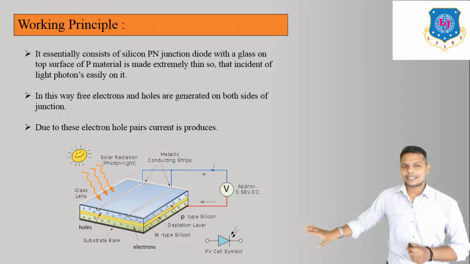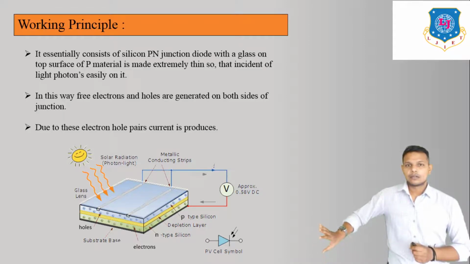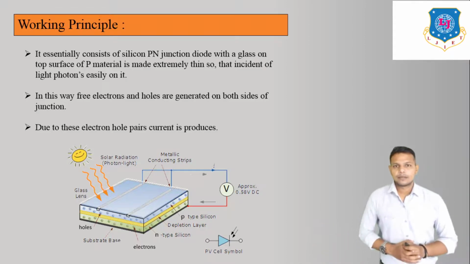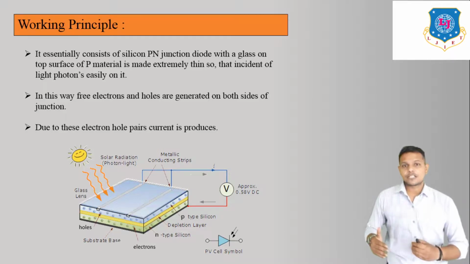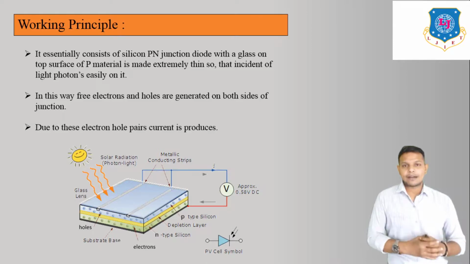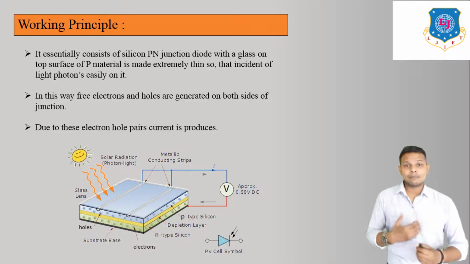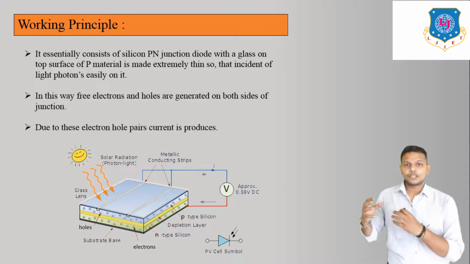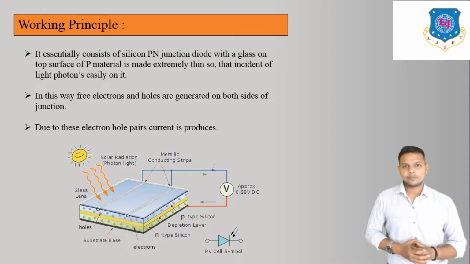Here we can see this is the symbol of a solar cell. It looks like a photodiode, but there is a big difference between a photodiode and a solar cell. Its applications are in automatic exposure cameras, lighting, burglar alarms, and many more. A mini project can be built using this solar cell.